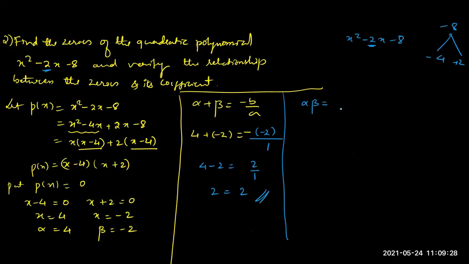Next we'll verify alpha into beta, that is c by a, the constant term divided by the coefficient of x square. So alpha into beta is 4 into minus 2. c is the constant term, minus 8, divided by a, 1. So minus 8 equal to minus 8. So that is verified. Clear? Yes, sir.